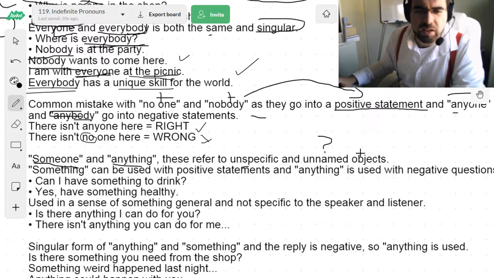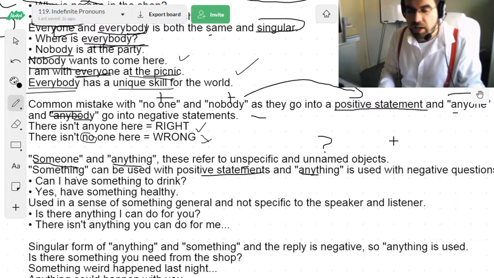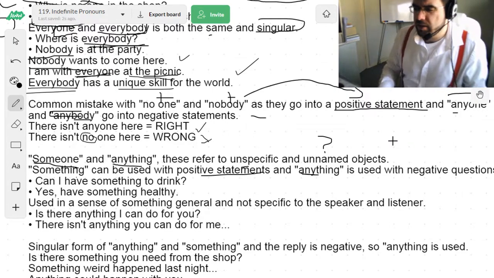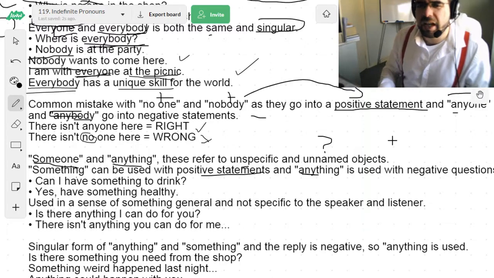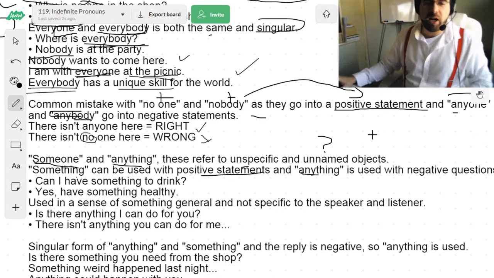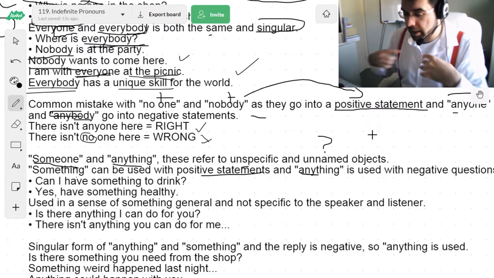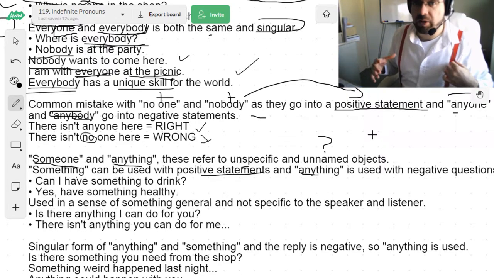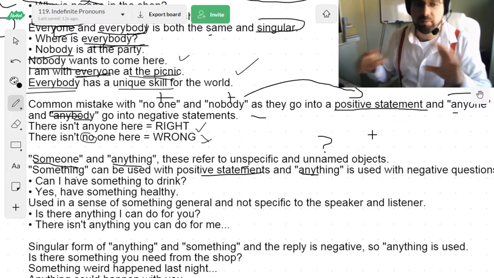Something is unspecified and unnamed. Something can be used with positive statements, and anything with negative. Anything. Do you have anything black? Do you have anything green? I haven't got anything green. I haven't got anything black. I have something yellow. I have something red. But I don't have anything blue.